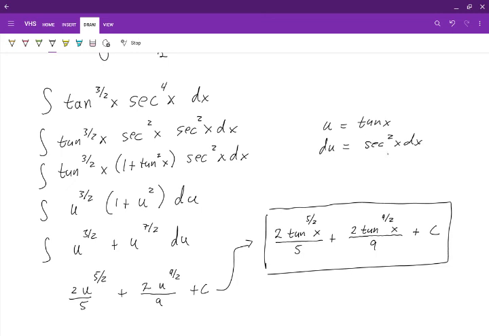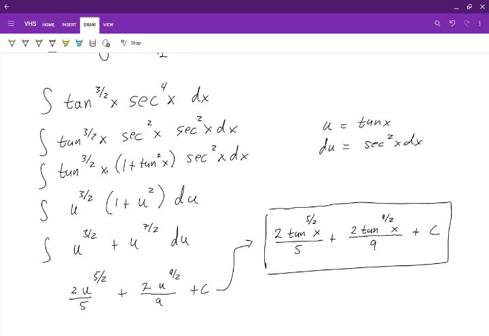Now you differentiate this equation here. So du equals the derivative of tan x, which is secant squared x dx. And that's why you saved that secant squared in the previous step, so that you could sub out the dx for a du by bringing along this secant squared. So notice secant squared x dx becomes the du due to this formula here. And then all of these tan x's become u's.